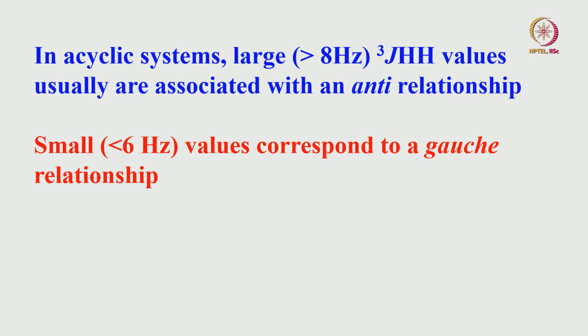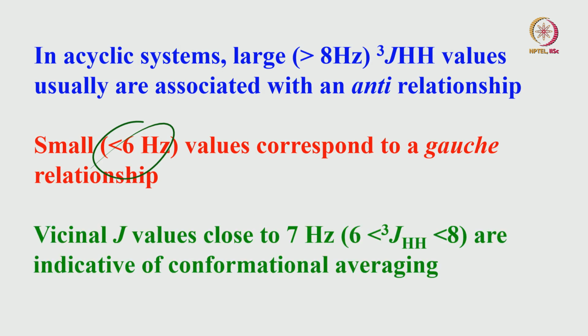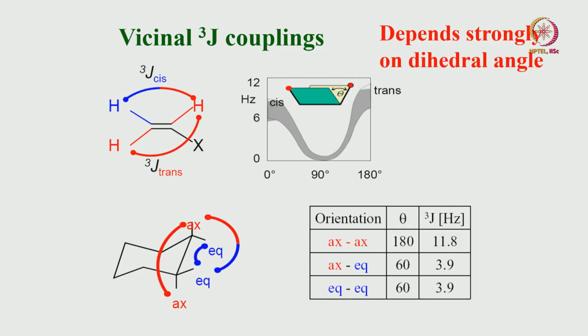And in an acyclic system, 3J coupling is usually associated with an anti relationship, small coupling corresponds to a gauche relationship, and vicinal coupling of the order of 7 hertz is nothing but the time average, conformational averaging. That is a guideline for you to understand.